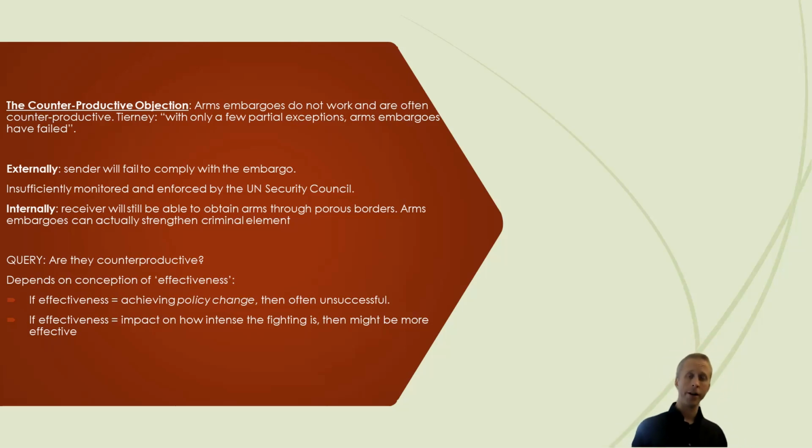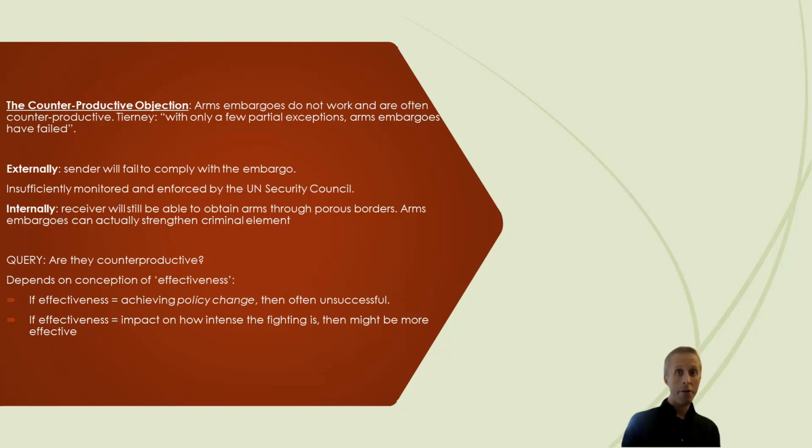Policy change is often the way that the effectiveness of sanctions and lots of the other measures that we're going to look at are assessed, whether there's a significant policy change that results. But there's another measure, another way of understanding effectiveness. And on this understanding, arms embargoes might actually be effective. If we judge arms embargoes according to whether they have an impact on how intense the fighting is, which is a fairly good proxy for whether people are being killed, innocent civilians are being killed, soldiers potentially innocent on the revisionist view of just war theory are being killed, it seems that arms embargoes are more likely to be effective.